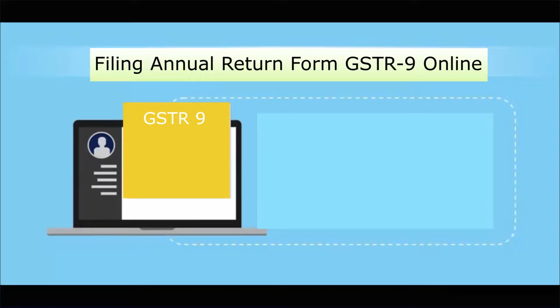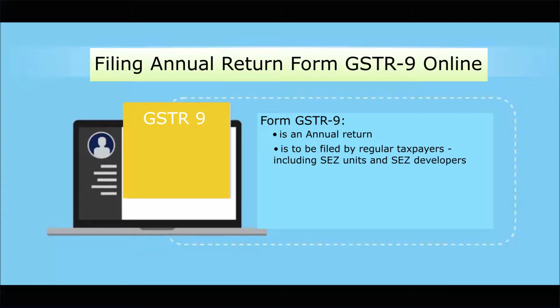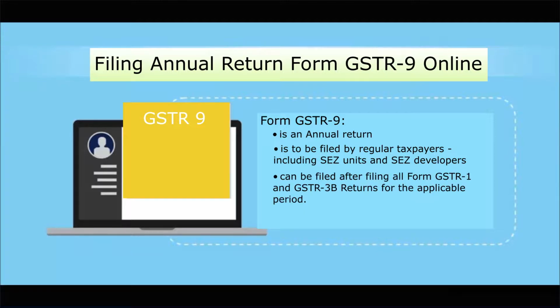Form GSTR 9 is an annual return which is to be filed once for a particular financial year. It is to be filed by the registered taxpayers who were regular taxpayers anytime during that financial year. Before filing this return, you should ensure that you have filed all Form GSTR 1 and GSTR 3B returns for the applicable period on the GST portal. Once filed, Form GSTR 9 cannot be revised.